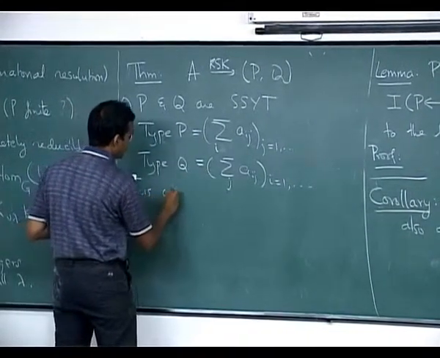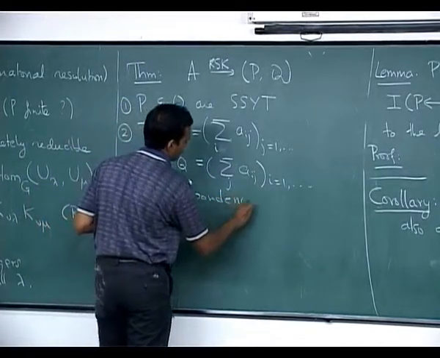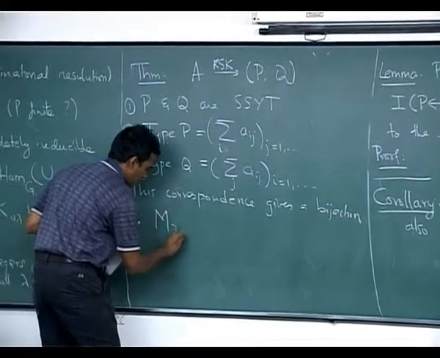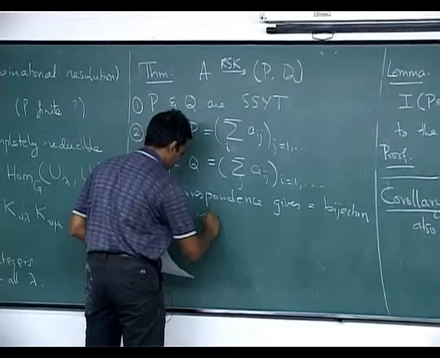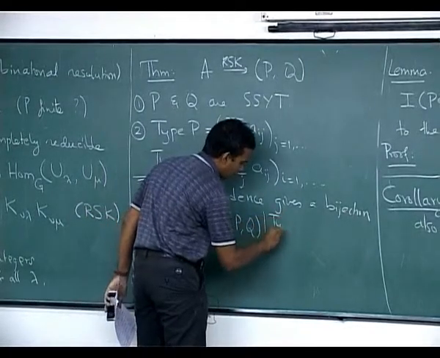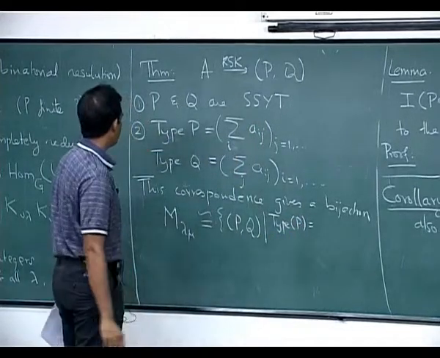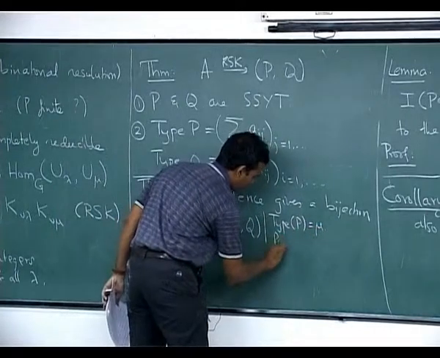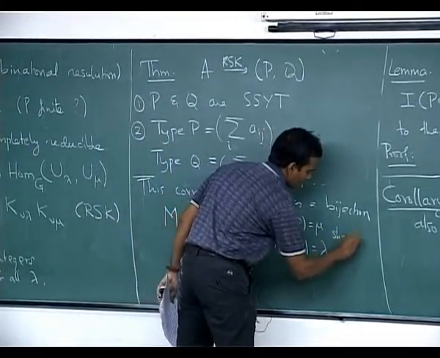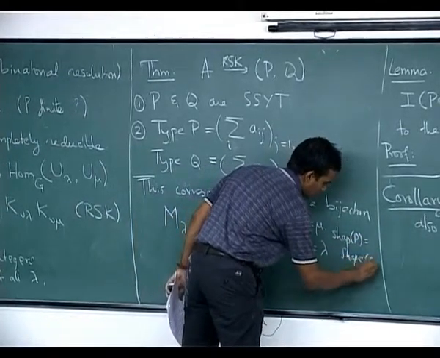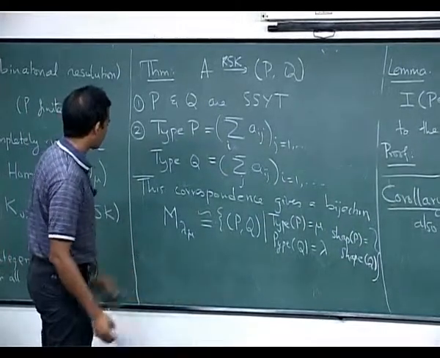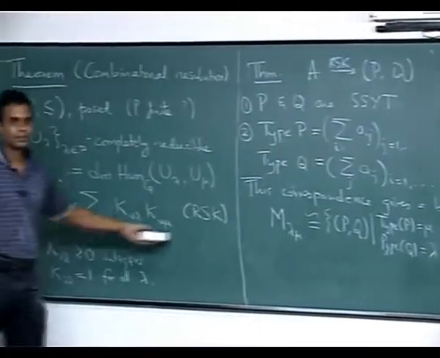This correspondence gives a bijection from M lambda mu to pairs of semi-standard Young tableaux, where type of P is mu, type of Q is lambda, and shape of P equals shape of Q. In particular, it gives this equation that we wanted.